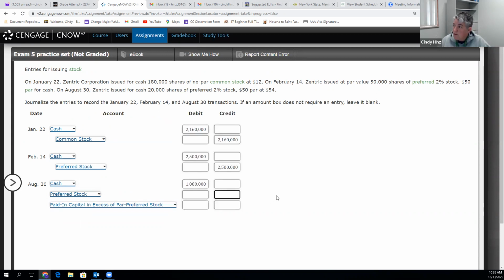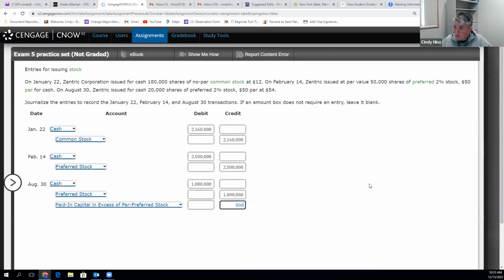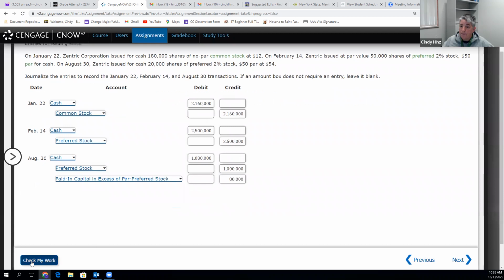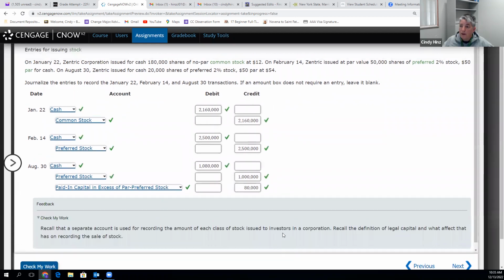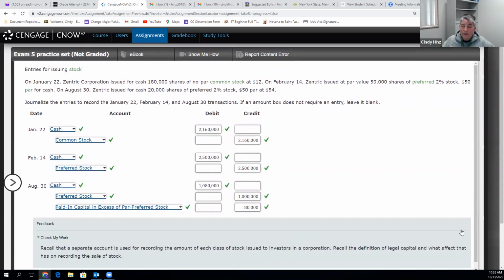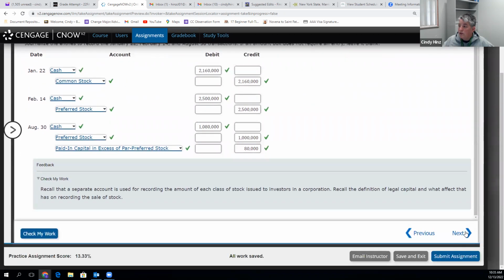So $50 in the par value times 20,000 shares is $1 million worth of par value, and the extra $4 per share, $80,000 total, goes into the additional paid-in capital account. Okay, and I'll keep going if there aren't any questions.